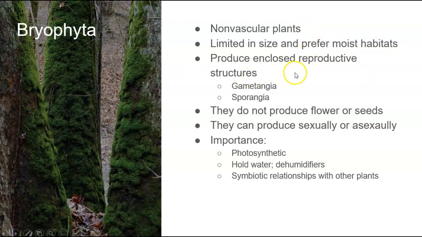They produce enclosed reproductive structures. Most of them, as we'll talk about, can reproduce sexually and asexually. So they're going to have these reproductive organs called gametangia. Gametangia produce gametes, and these are going to be important for sexual reproduction. And sporangia are going to produce spores, and those are going to be important for asexual reproduction. These plants don't produce flowers or seeds, and as we talked about, they reproduce sexually and asexually.